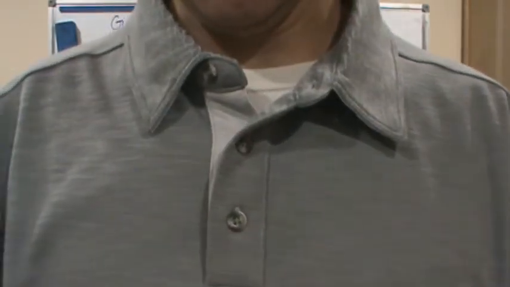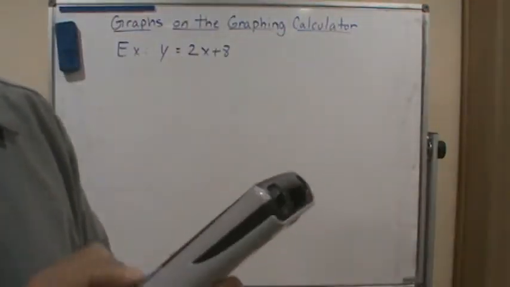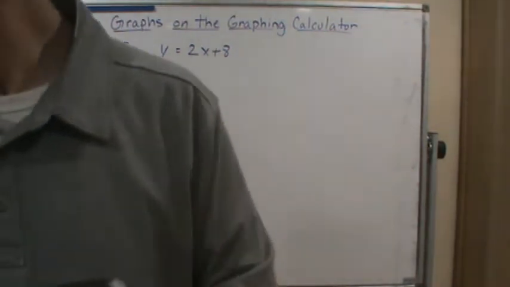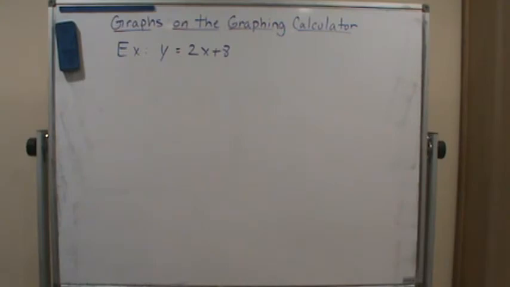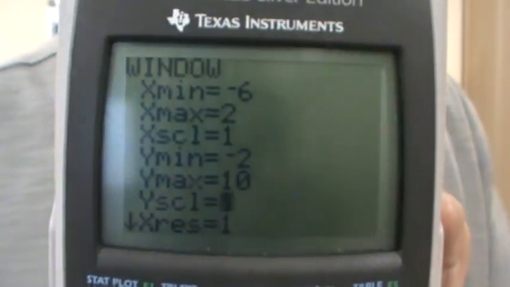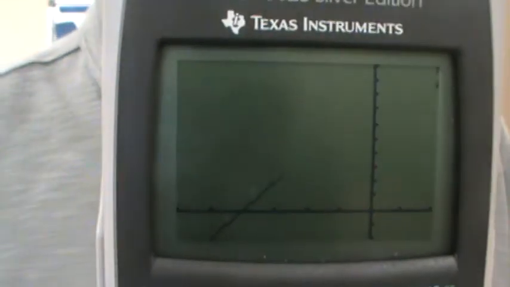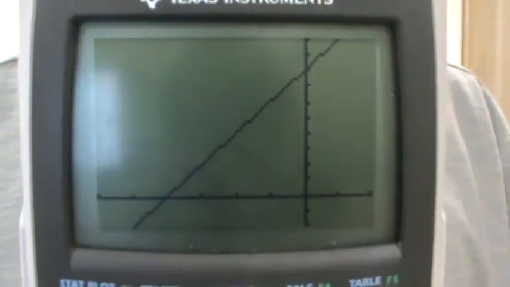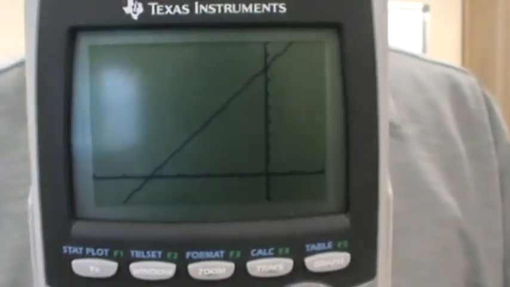Let me do it this way, it'll be a little quicker. -2. Okay, so here's what I did: I put these values into the window. Now I'm going to hit graph, and now my graph is more centered on the window. So again, my point is you can play with the graph window to get things to match up.